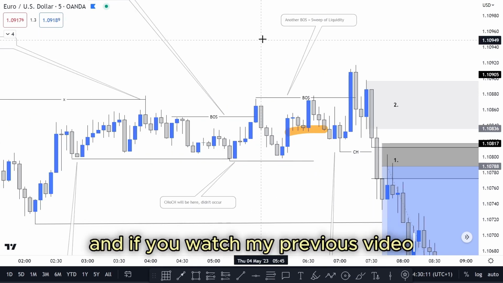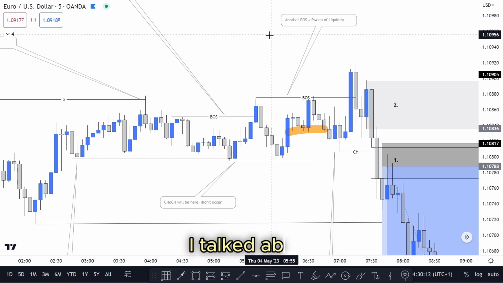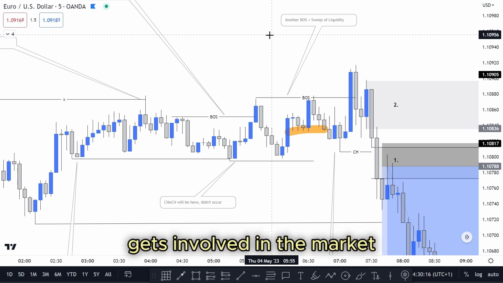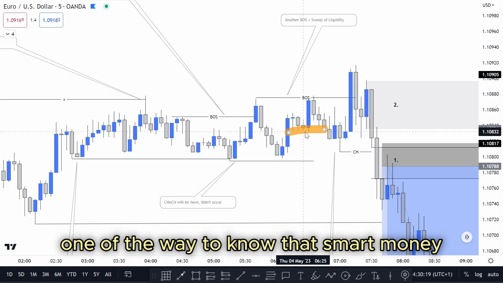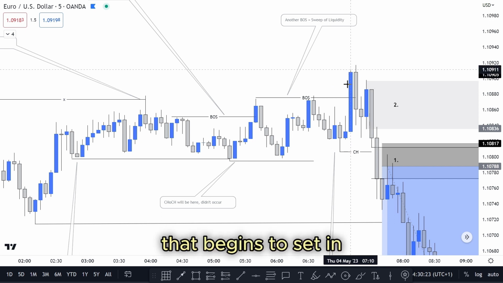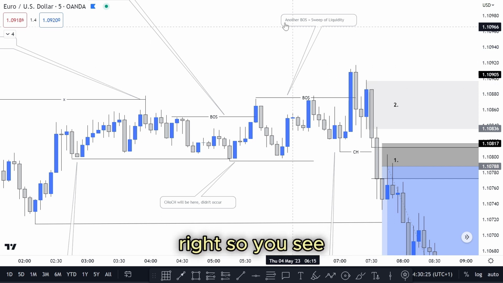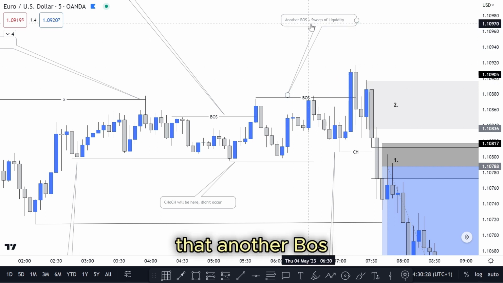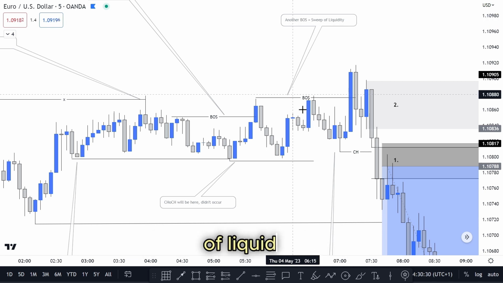sweep. And if you watch my previous video, I talked about how to know when smart money gets involved in the market. One of the ways to know that smart money are involved in the market is when you see momentum candles that begin to set in, right? So I wrote here that another BOS is equal to a sweep of liquidity.